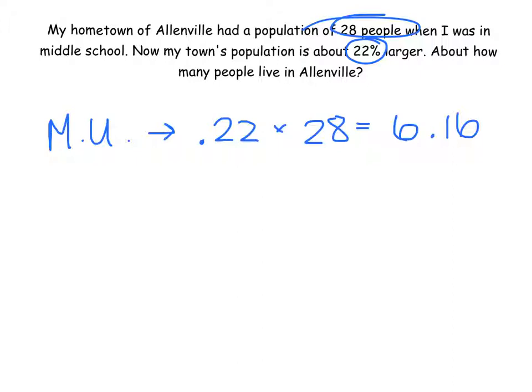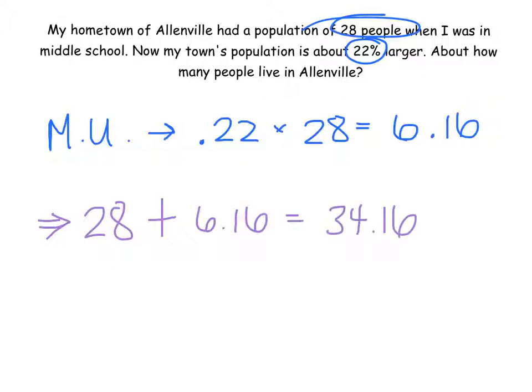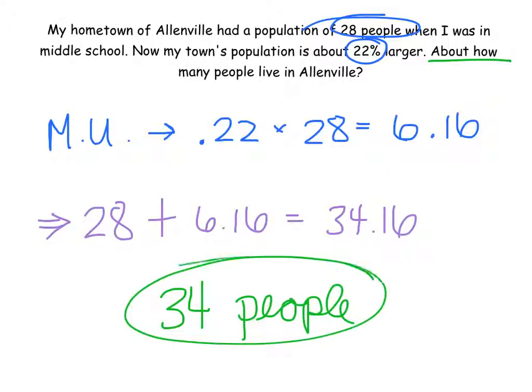Now we take that and we put it into the equation. So we will take our initial cost or amount of 28 plus, because it's going up, of 6.16, and we end up with 34.16 as the new amount. However, because it's asking about how many people, we're going to round, because you can't have 16/100ths of a person. So I am going to round down to 34 people. And that is my answer.